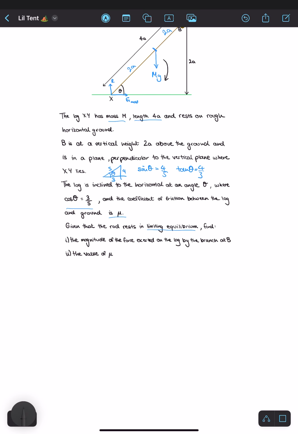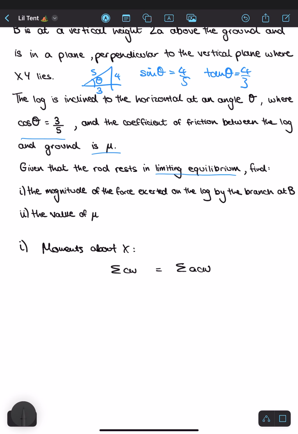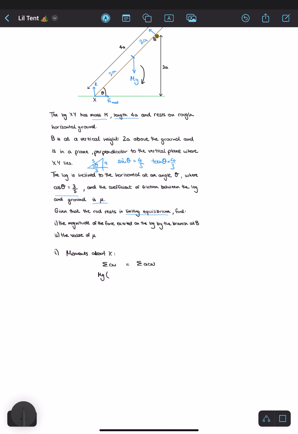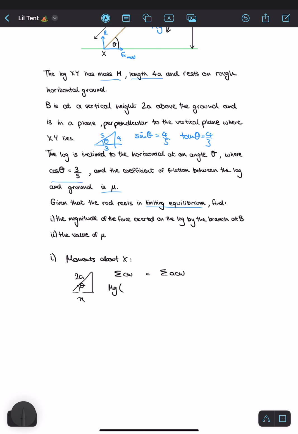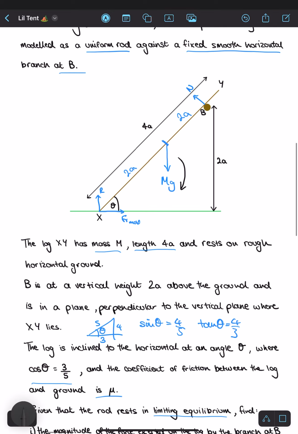So the equation for moment is force times perpendicular distance from the force. So the force is mg, and the perpendicular distance I can use trig to calculate would be this distance over here, x. This would be theta, and I know that this is 2a. So this would simply be 2a cos theta. And that's equal to the sum of the anti-clockwise moments. This is the only anti-clockwise force.